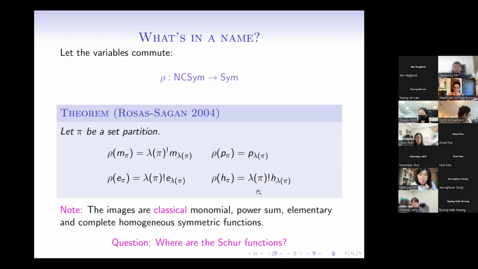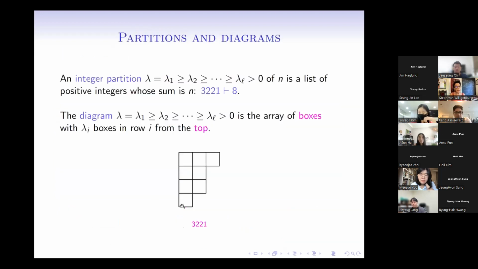So if you know what these things are, that's awesome. If not, then you can use these as a definition. But the natural question is where are the Schur functions, right? That's our classical symmetric function that hasn't shown up yet. So since these are going to be the crux of our talk, we're going to fully and directly define Schur functions.